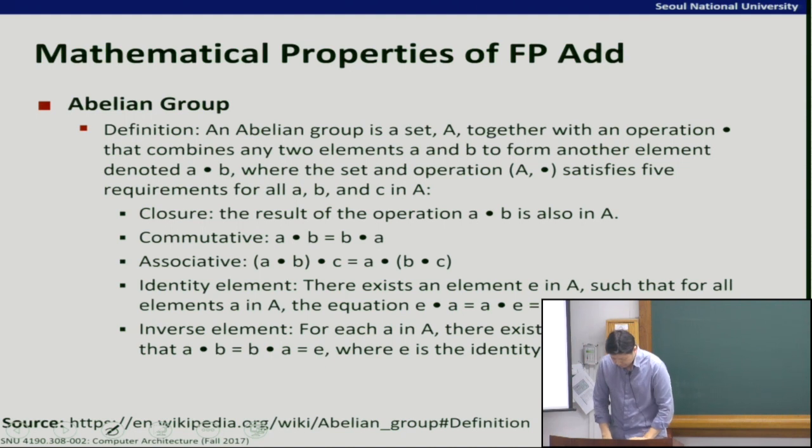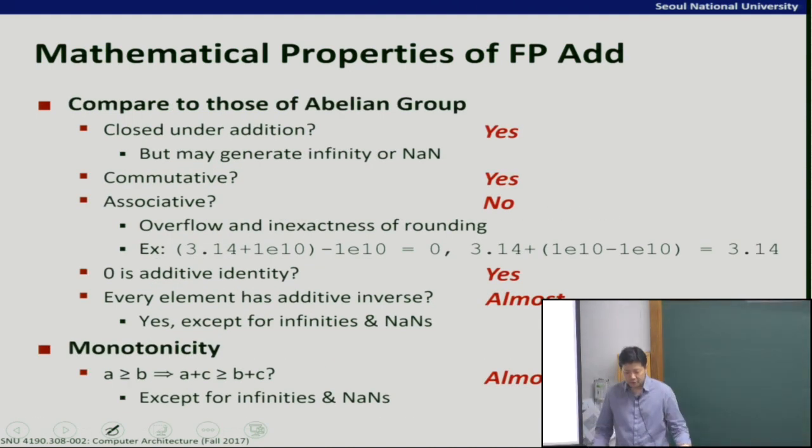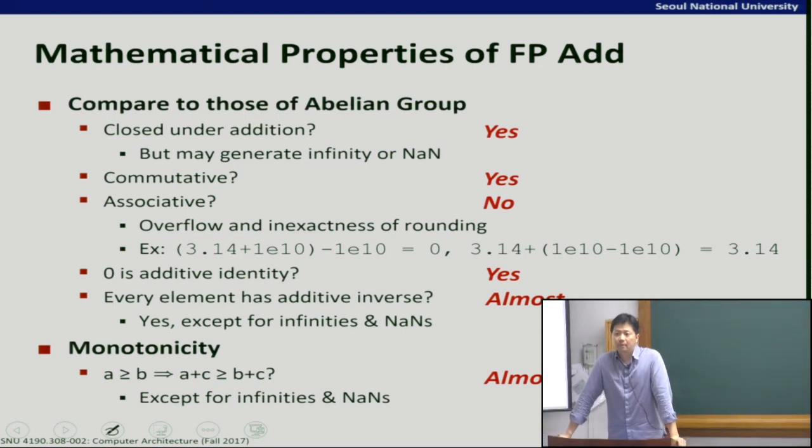Back to our floating point numbers and floating point add. Does this operation form an abelian group or not? The first question is closure. The answer is yes, because if you take 2 floating point numbers and add them, you always get a number which falls within the floating point set. So it's closed. Commutative: A plus B is always equal to B plus A. So the answer is yes.